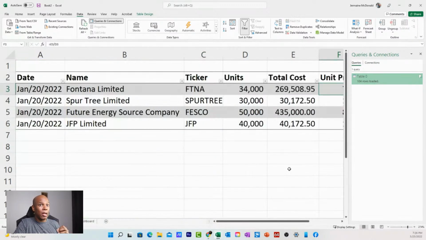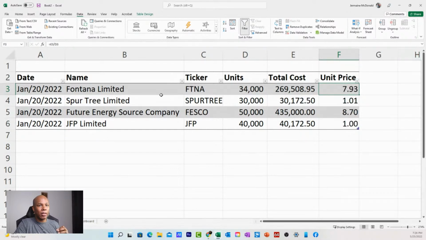Then I have all of my transactions here. On these days, I purchased these stocks. I bought this number of units at this total price. So I use these two values to calculate how much I paid per stock. I simply divided the total cost by units. That gives me my unit price. And this is just for tracking purposes. I'm not doing anything else with the sheet right now.